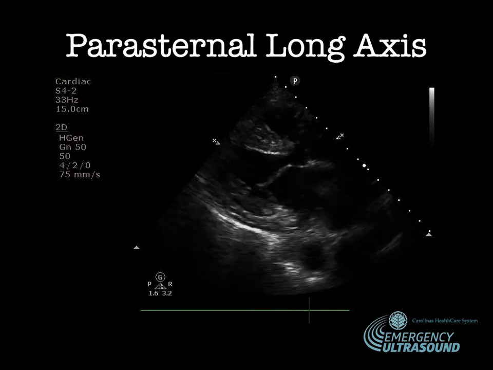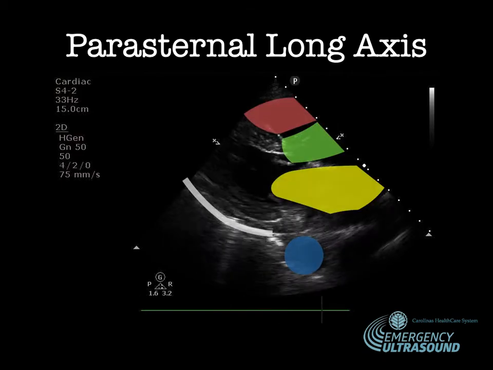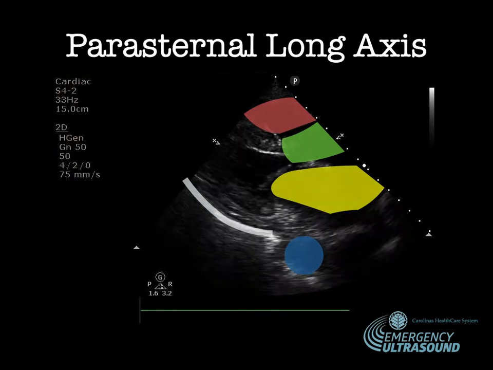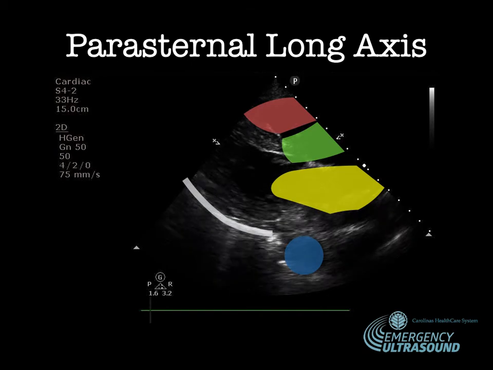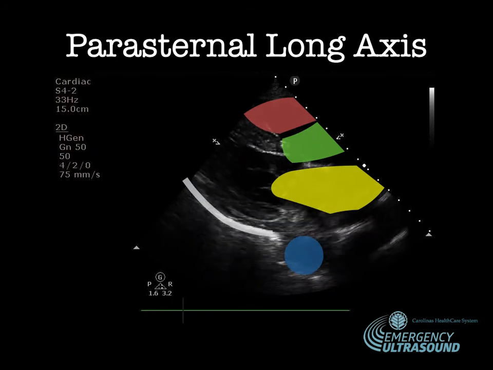So if we are looking at our parasternal long axis, the one thing we want to look for is that the RV, so the right ventricle, the aortic outflow tract, and the left atrium should all be 1:1:1. And always make sure that we have enough depth to see the descending aorta and the pericardium.